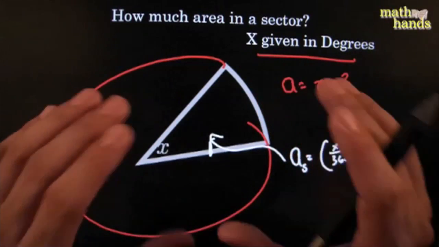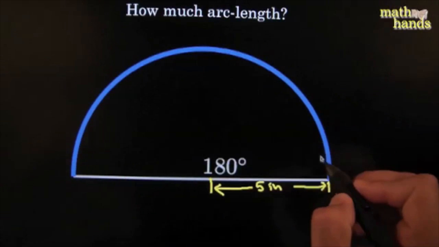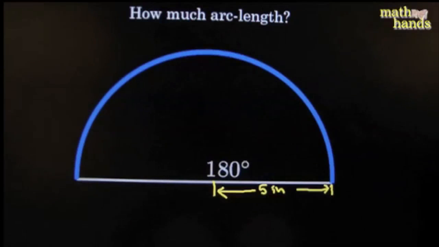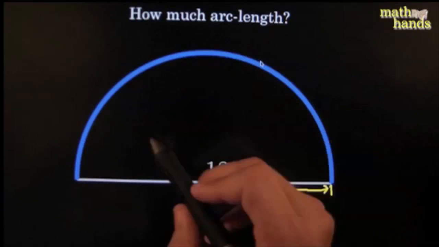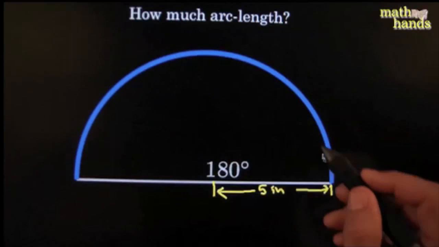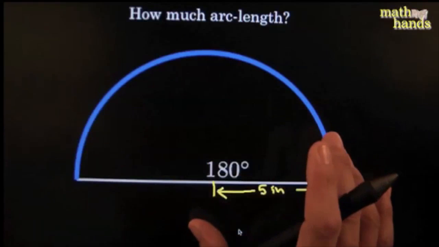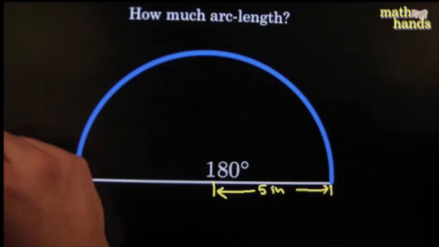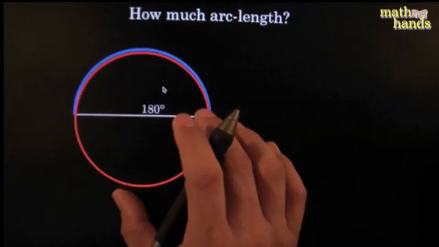It turns out you could play exactly the same game for arc lengths, for portions of the circumference. All right, so let's try the same sort of principle on our arc length. Suppose you want to know how long this blue portion is. It's part of the circumference of the circle. We've done this sort of stuff before, but let me just make the analogy here that we can look at it the same way we did for areas.